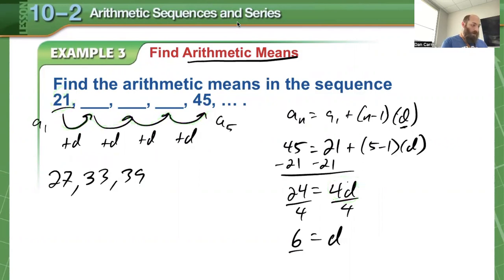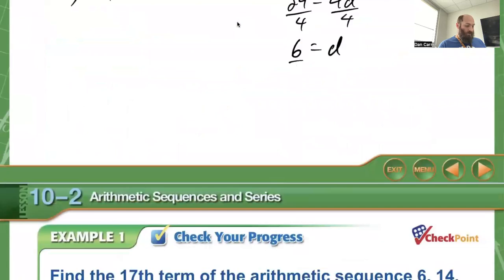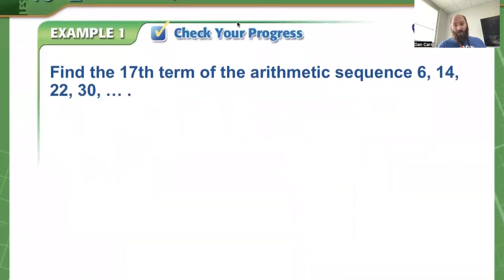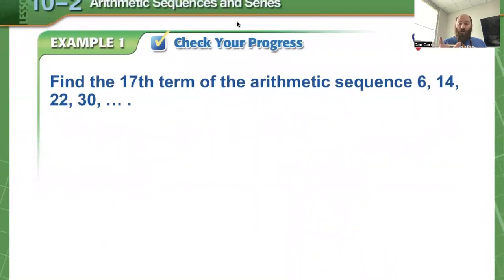Okay, I believe we got one more example we're going to do. Nope, okay, check your progress time. So that's actually it for today. Again, we're modeling it with our equation, using that equation to find missing pieces and also to extend the pattern further to find any other values there.